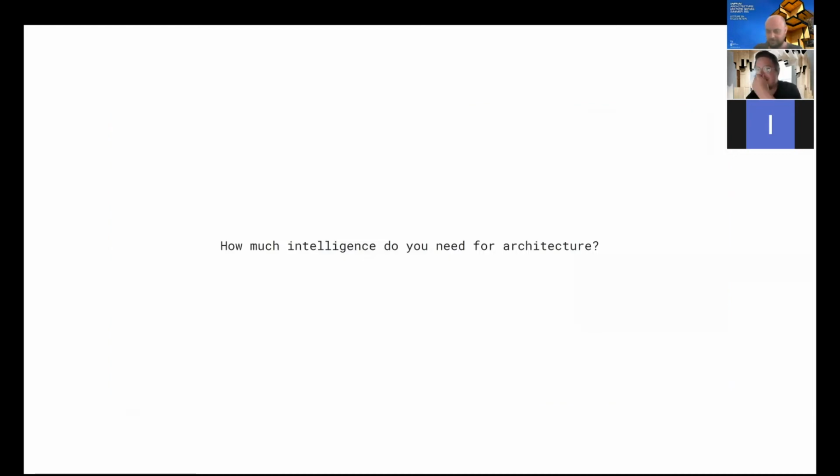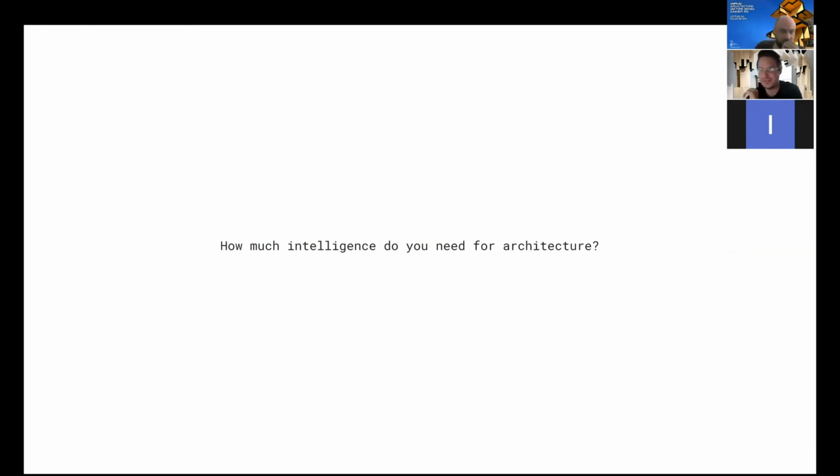So that also raises the next question, which is maybe a more fundamental one as well. How much intelligence do you actually need for architecture, right? To what degree, what amount of intelligence do you need for architecture? And again, that's not to say that we shouldn't use AI or machine learning.